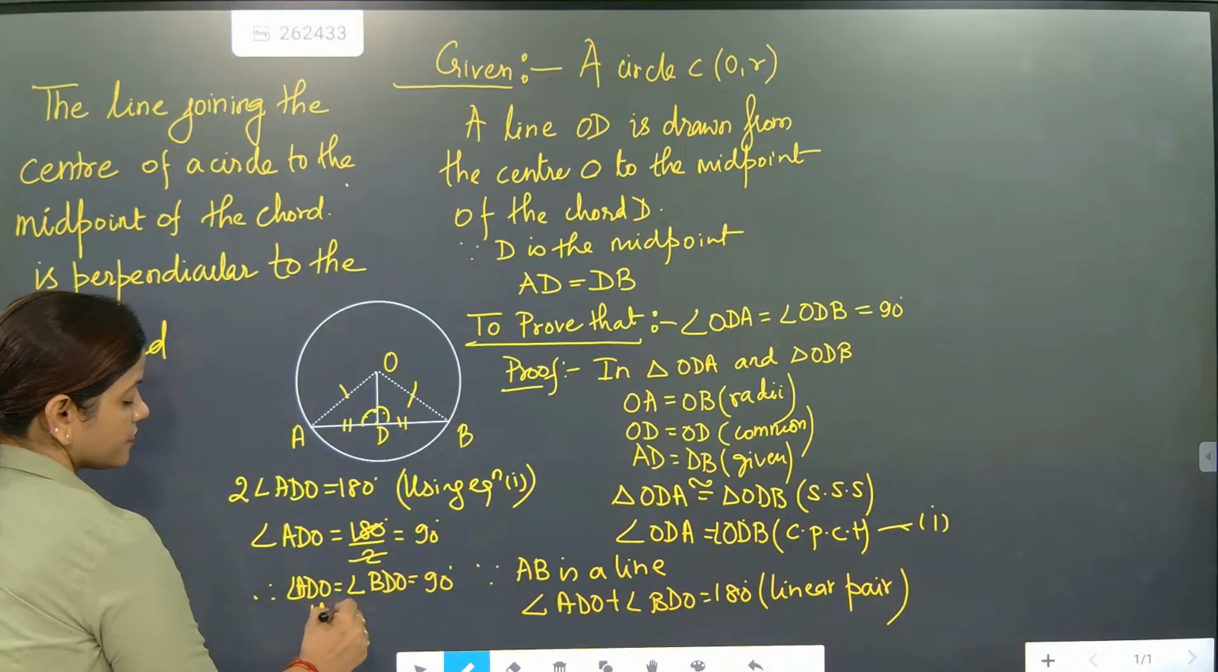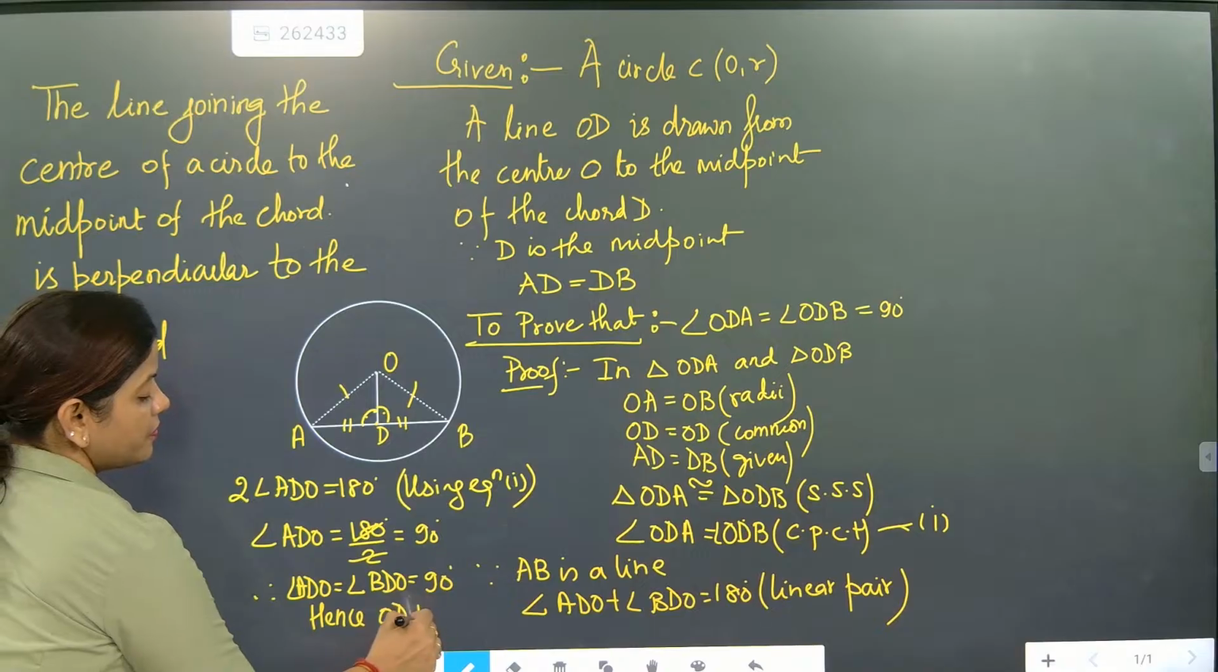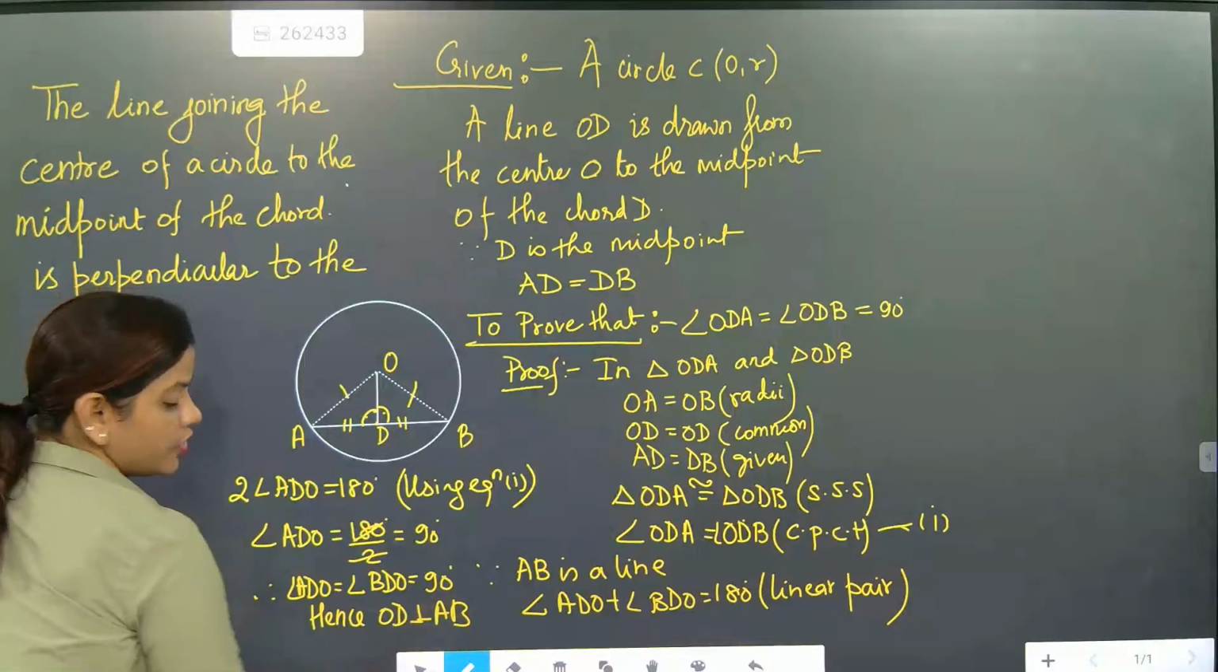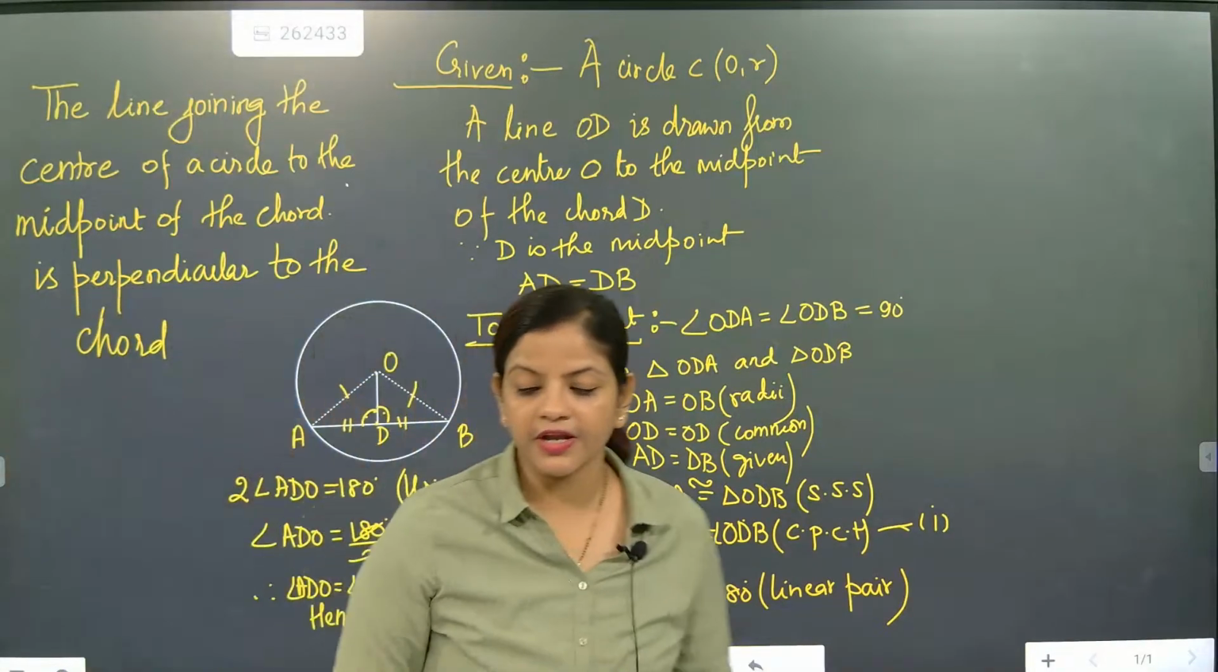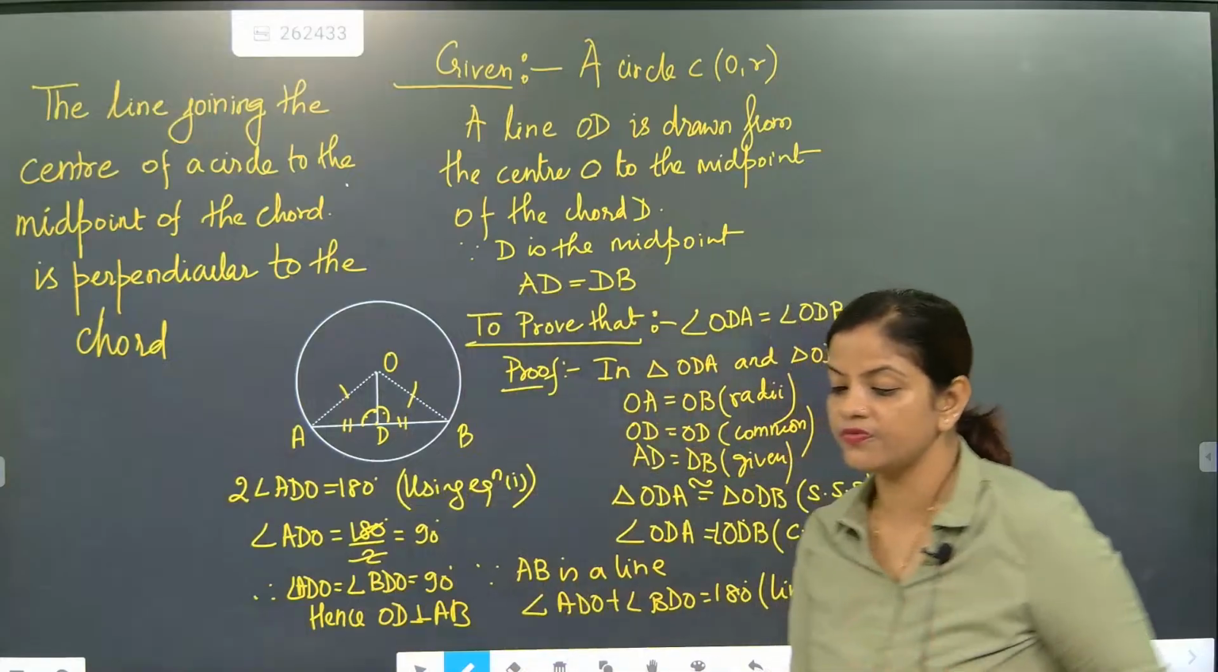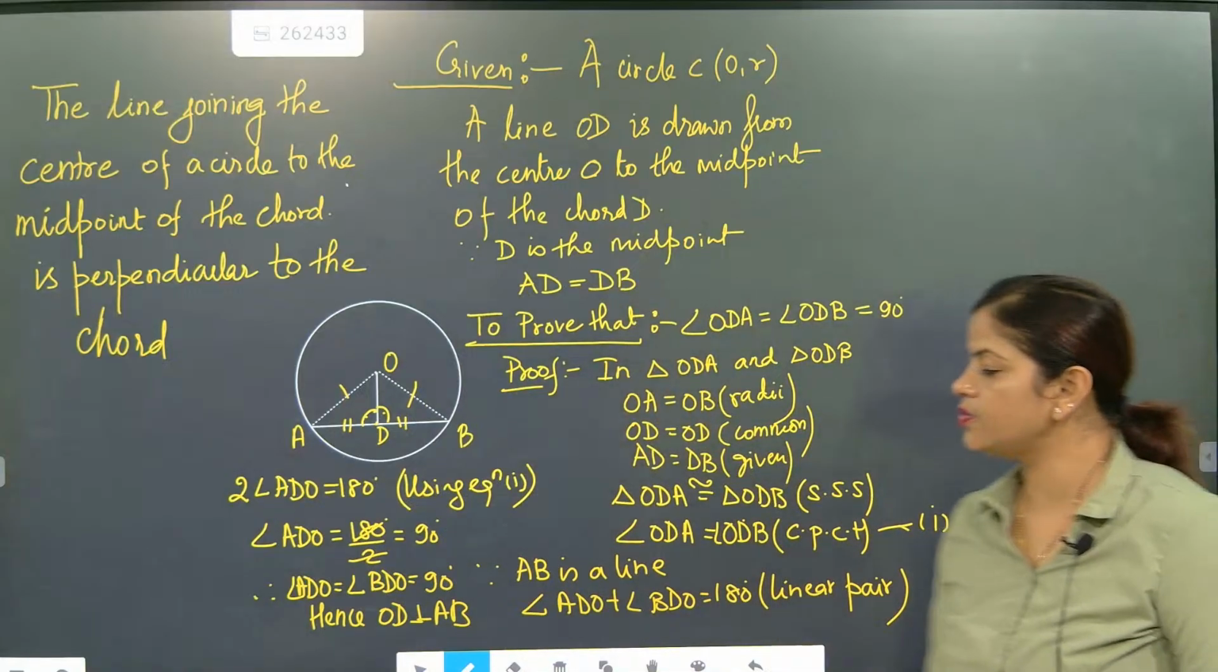Hence, OD is perpendicular to AB. This is what they asked. So OD is perpendicular to AB. This is what they asked and we have proved that only. OD is perpendicular to AB. Come on, go for it.